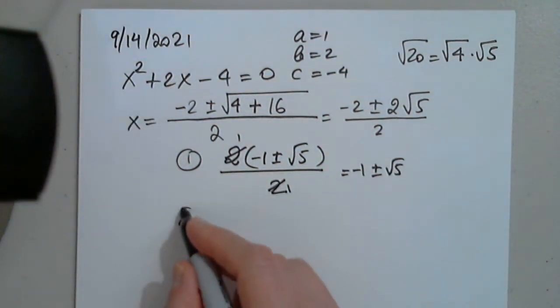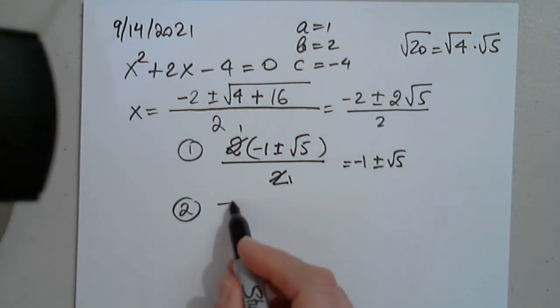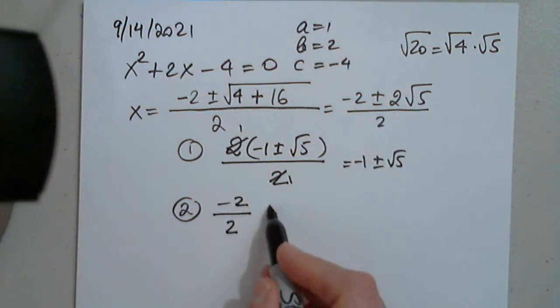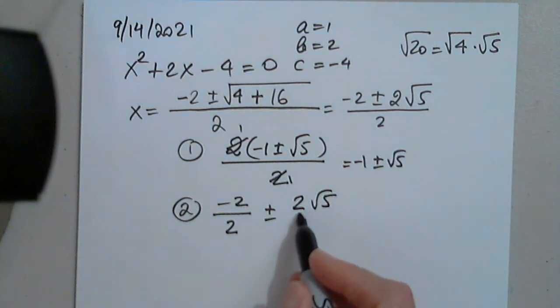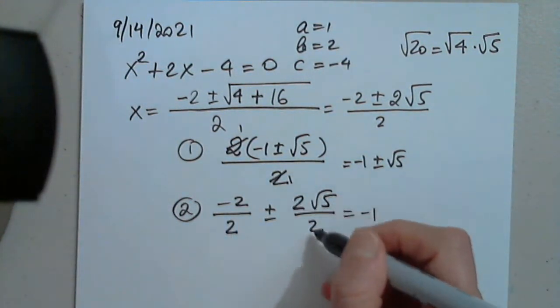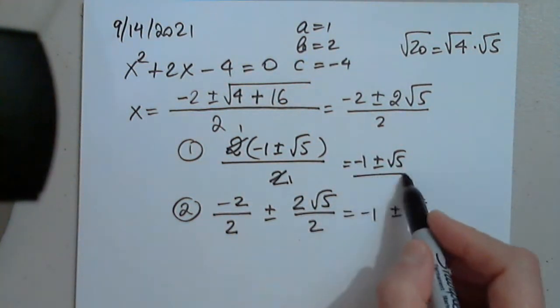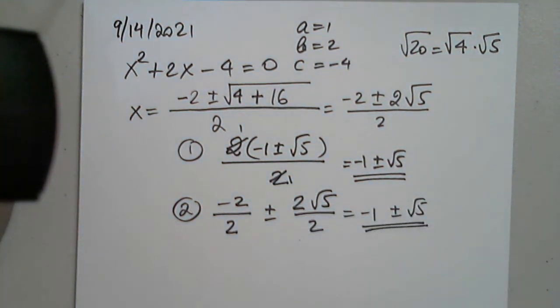The second possibility is I split the fraction into two fractions. Negative 2 over 2 plus or minus 2 the square root of 5 over 2, and now I'm allowed to simplify. I get negative 1. I'm allowed to simplify, and I get plus or minus the square root of 5. Regardless of the procedure you use, the answer has to be the same.